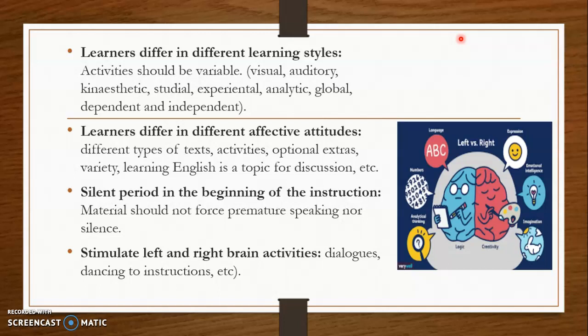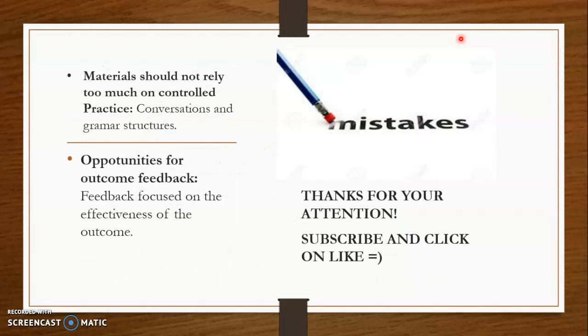Then, stimulate left and right brain. These activities are, for example, dancing and drawing. And there are two mistakes that we should avoid. Material should not rely too much on controlled practice. These mistakes are conversation and grammar instruction. Those are materials that focus only on this. When materials focus only on conversation and grammar structure, they can be boring sometimes for students.